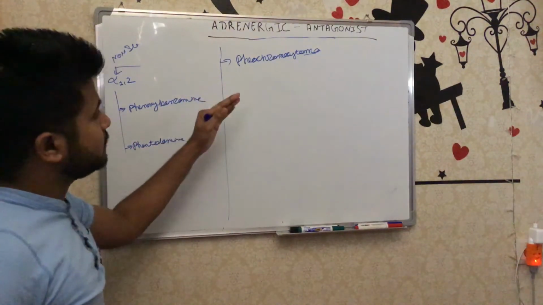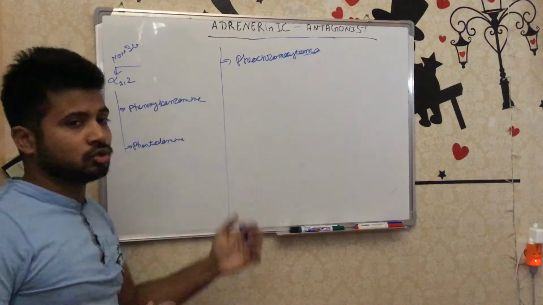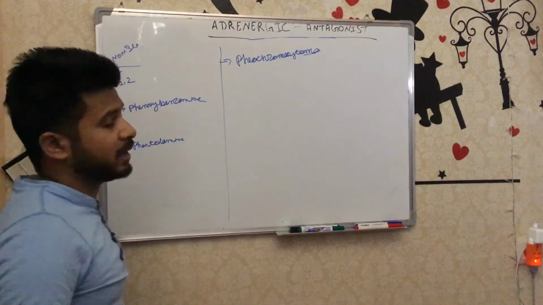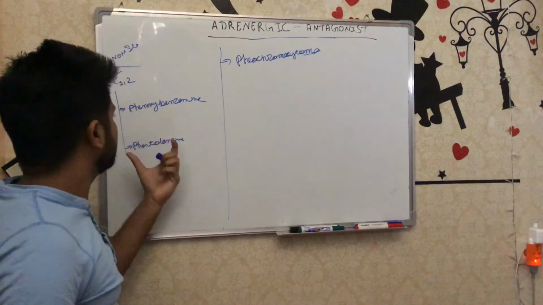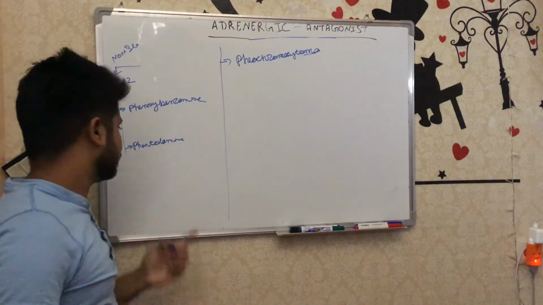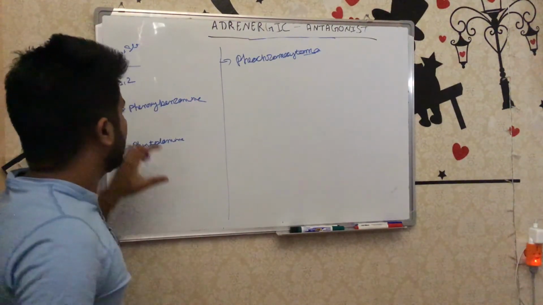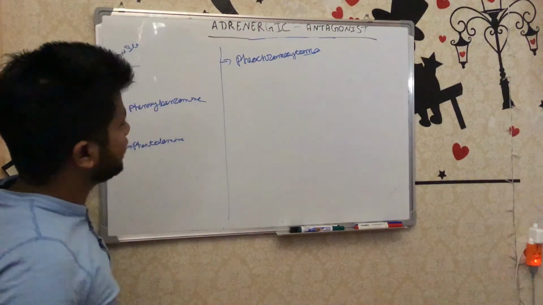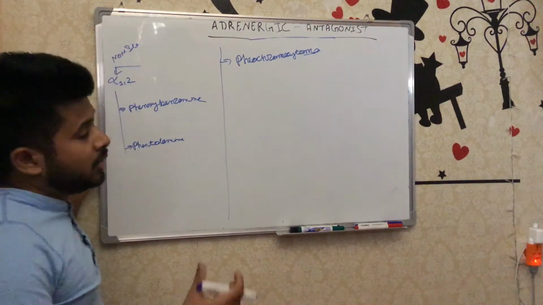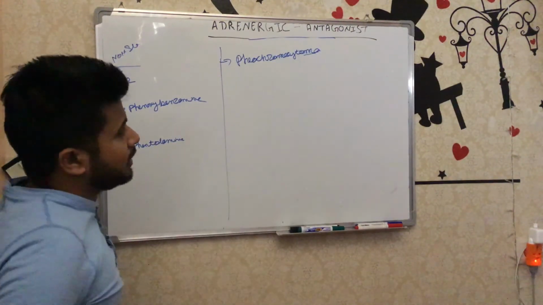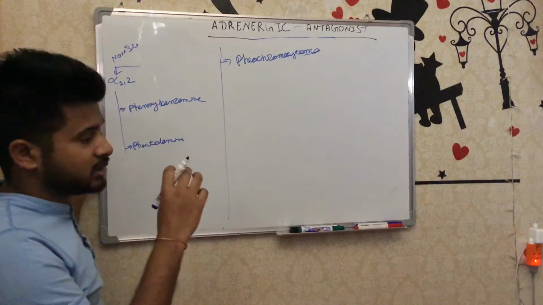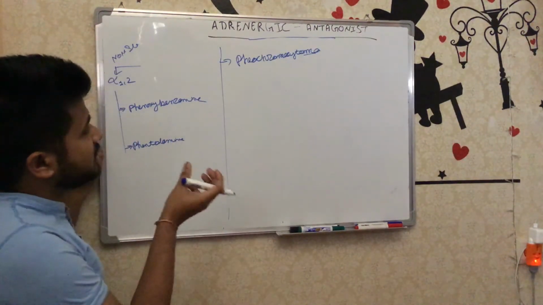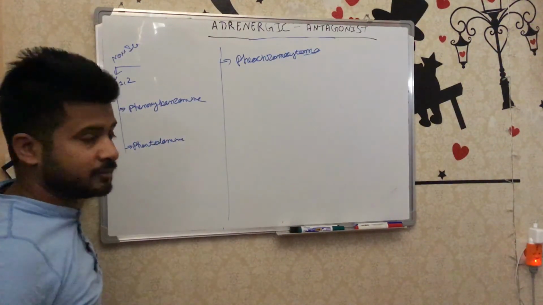So for diagnosis purposes, or during surgery for maintaining the catecholamine level, we can use these two drugs, phenoxybenzamine and phentolamine. If you inject, for example, phenoxybenzamine, after 5 minutes you can check the concentration of the catecholamine. If the catecholamine concentration decreases, you can suspect that the patient has pheochromocytoma.